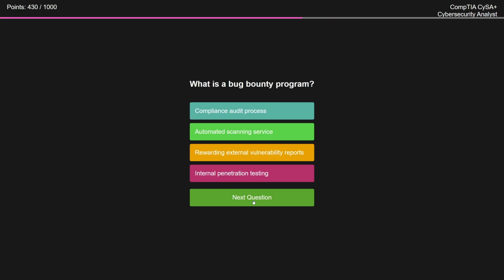What is a bug bounty program? Compliance audit process, automated scanning service, rewarding external vulnerability reports, internal penetration testing. For me, it's going to be rewarding external vulnerability reports.